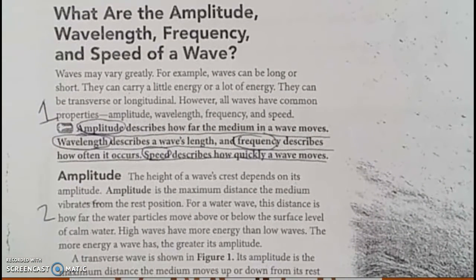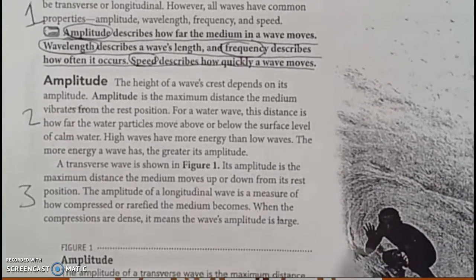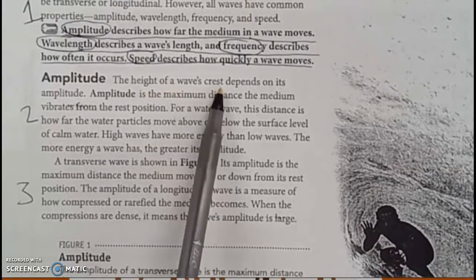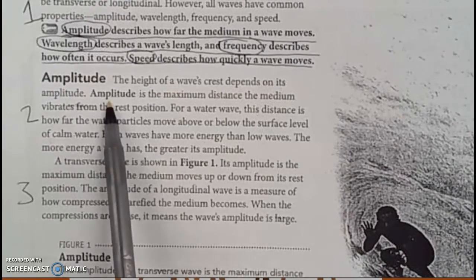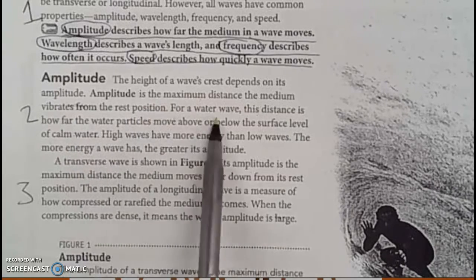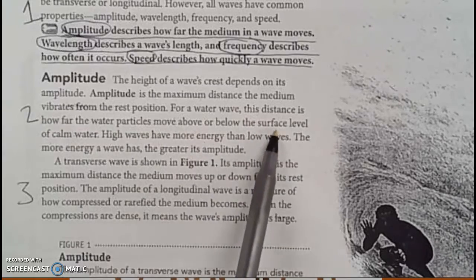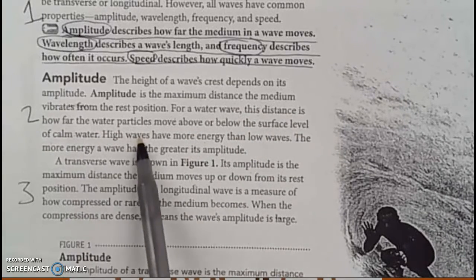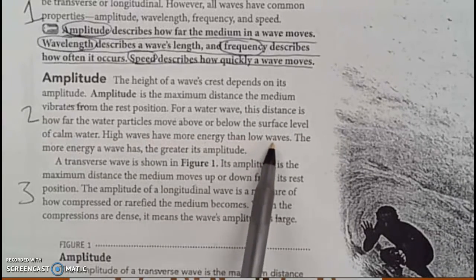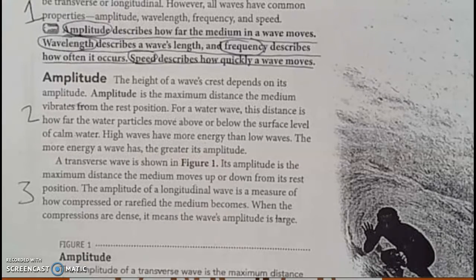Okay, we are going to do the same thing with paragraph 2. Again, you will have to pause, it will pause when I'm done reading it, and you have to mark the text for yourself and then answer questions. So it says amplitude. The height of a wave's crest depends on its amplitude. Amplitude is the maximum distance the medium vibrates from rest position. For a water wave, this distance is how far the water particles move above or below the surface level of calm water. High waves have more energy than low waves. The more energy a wave has, the greater the amplitude. It is now your turn to mark the text.